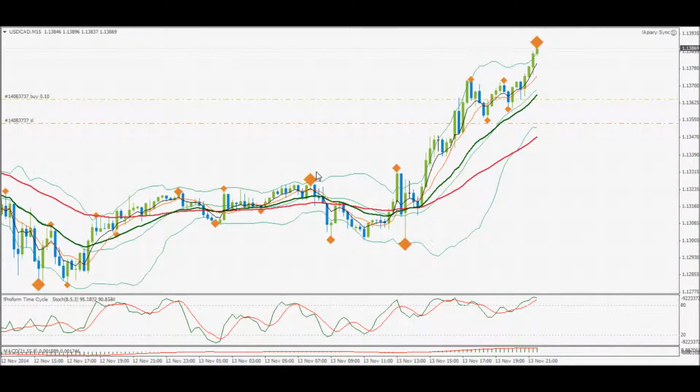Hey guys, I just wanted to share another quick trade with you. This is the 15-minute chart of the US dollar Canadian dollar, and I really want to emphasize the importance of trading with the trend. It really sets us up for success.